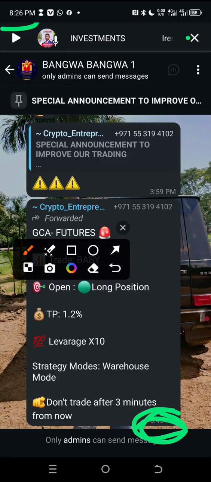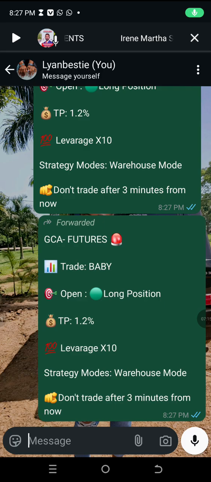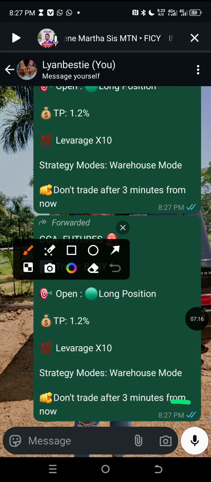Because if I enter this signal now and then it catches my leg, there is no way I'm going to tell that the leader sent me a bad signal. It is all your fault that you're entering a signal very late. So always compare the time here and the time when the signal was sent. So I can enter this coin if I've just seen it, because I've seen it at exactly the time when it was sent.